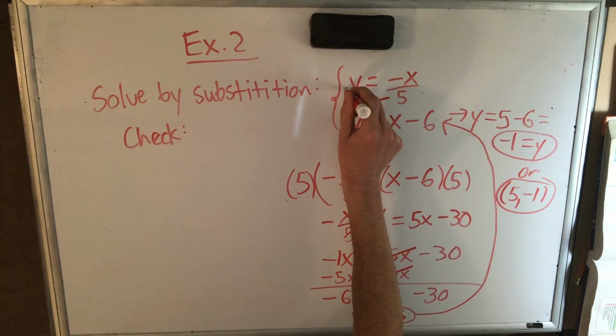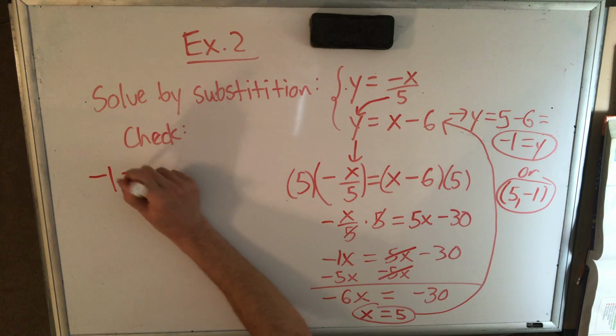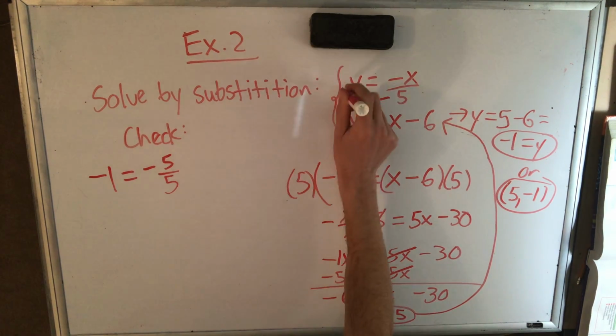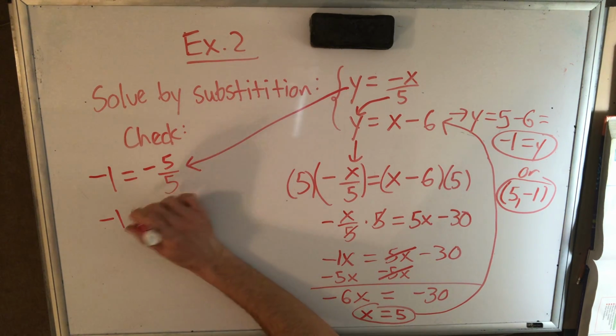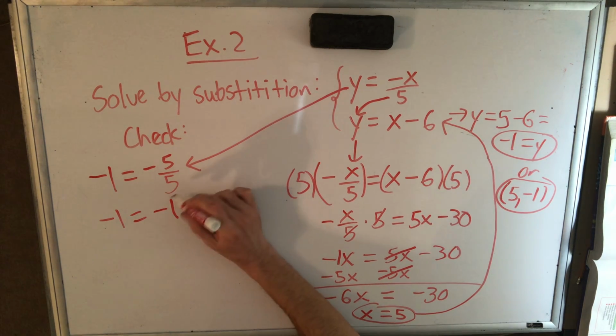So for the top equation, that's going to be negative 1 equals negative 5 over 5, which is going to give us negative 5 divided by 5 is negative 1. So we have a true equation, negative 1 equals negative 1.